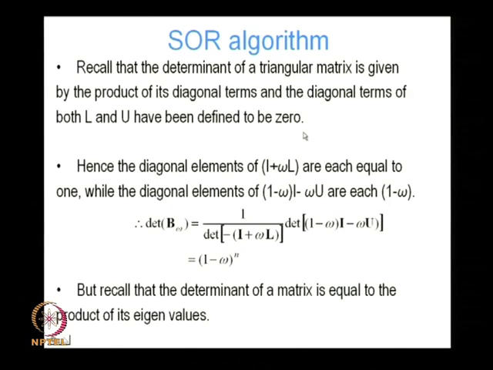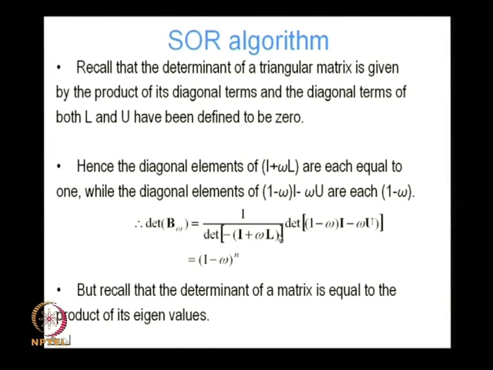But recall that the determinant of a triangular matrix, which we have seen several times before, is given by the product of the diagonal terms, the terms on the principal diagonal. By definition we have defined L and U to have zeros on their principal diagonal. Hence, the diagonal elements of I plus omega L are each equal to 1, so this term is not going to contribute anything.